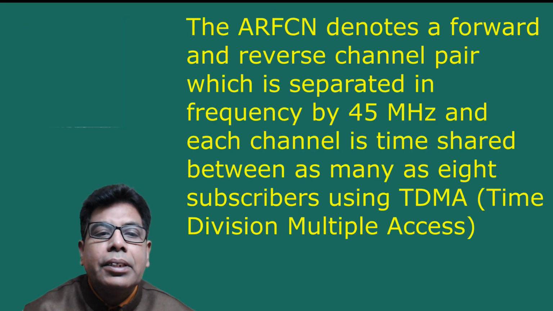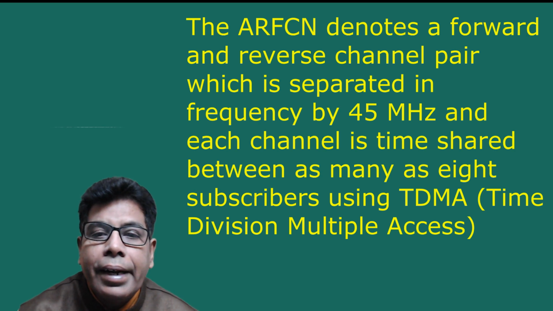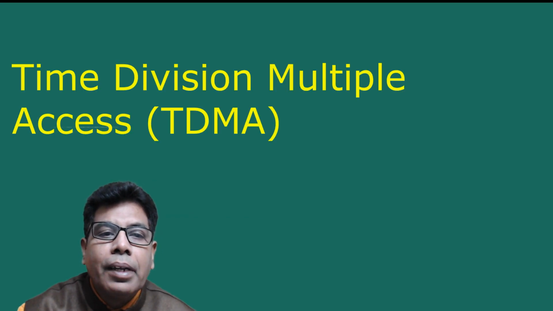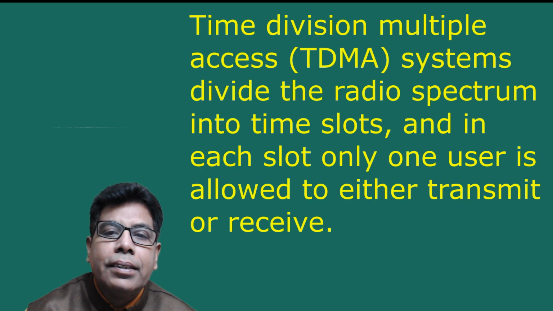The ARFCN denotes a forward and reverse channel pair which is separated in frequency by 45 MHz, and each channel is time shared between as many as 8 subscribers using the time division multiple access. Then let us go to the time division multiple access. Time division multiple access system divides the radio spectrum into time slots, and in each slot only one user is allowed to either transmit or receive.